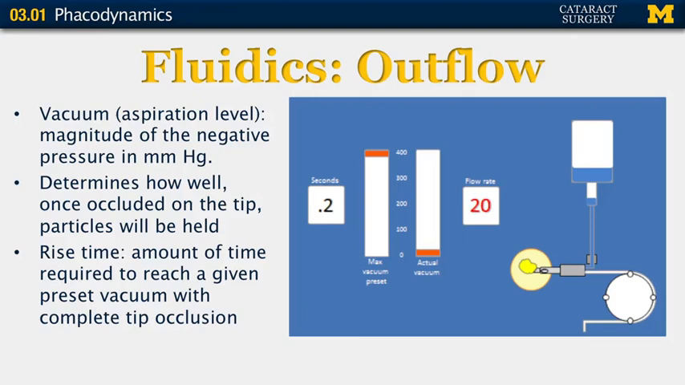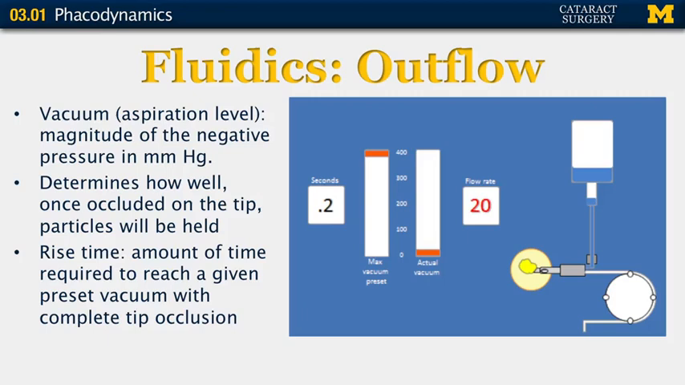In relation to this, we have what we call the rise time, and this relates specifically to flow pumps. The rise time is the amount of time that's required to reach a given vacuum. The vacuum has to build up to our preset maximum. We set the maximum, and we need time for the vacuum to build once the tip is occluded. And the tip has to be completely occluded for the vacuum to build. That's very important for the phaco surgeon to understand.